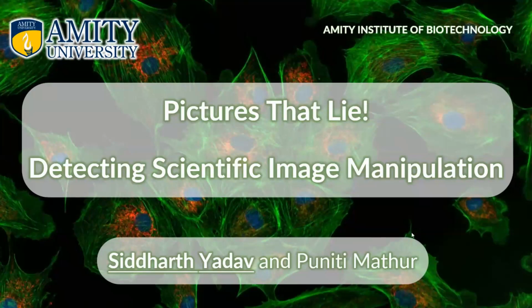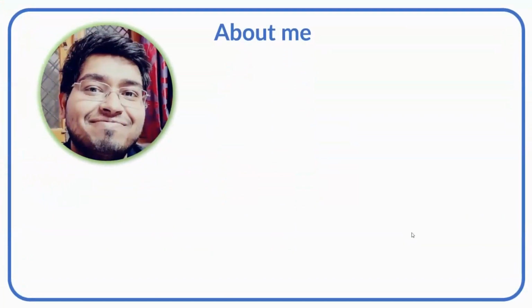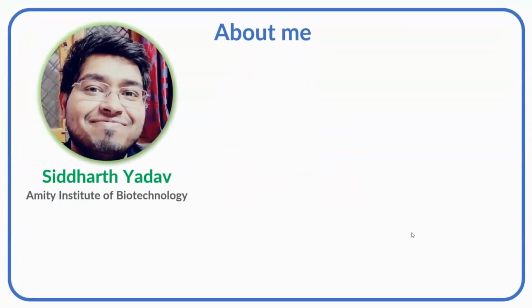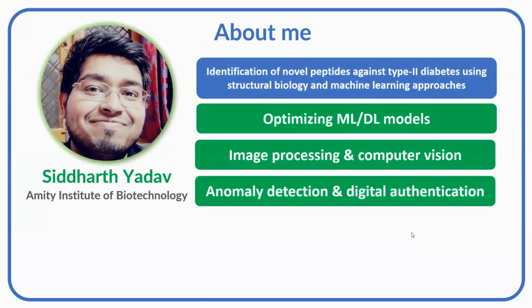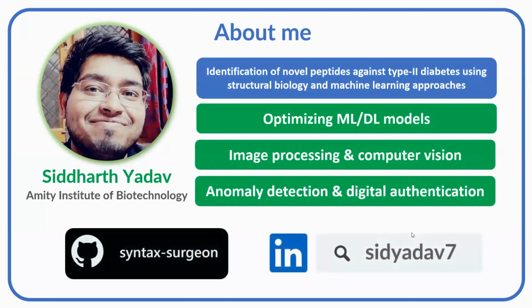Okay. So, hello everyone. Myself Siddharth Yadav, and I will be taking this presentation on pictures that lie, or detecting scientific image manipulation. So let me just tell you a little bit about myself. My name is Siddharth Yadav. I'm a PhD scholar from Amity Institute of Biotechnology. I'm currently working in novel peptide synthesis, and my major interests are optimizing machine learning DL models and image processing, computer vision, and anomaly detection. You can find me on GitHub and also on LinkedIn.